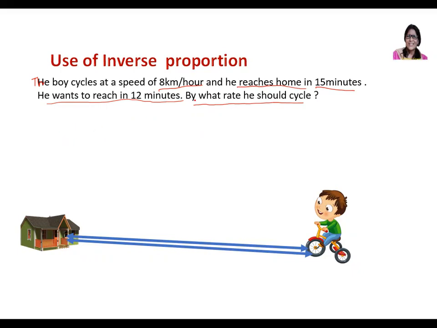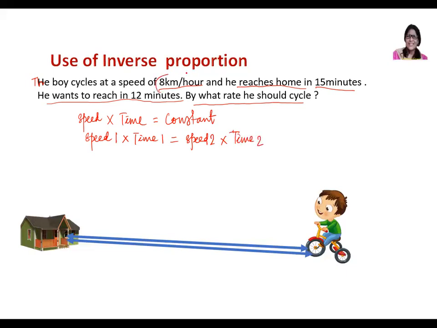So what concept will I apply here? Instead of going for the unitary method, I'll use the concept you learned now: the product of two variables will be constant. What are the variables here? One is speed, and another is time. Speed and time, their product is constant. So without finding the distance, we can apply the concept. Speed 1 multiplied by time 1 is equal to speed 2 multiplied by time 2.